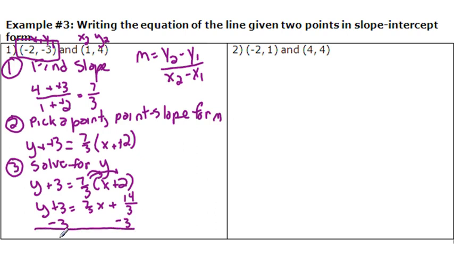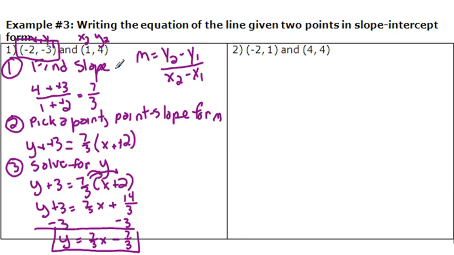So when I do that, I get y equals 7/3 x. 14/3 minus 3 is negative 7/3. So I have y equals 7/3 x minus 7/3. Let's try that one more time.